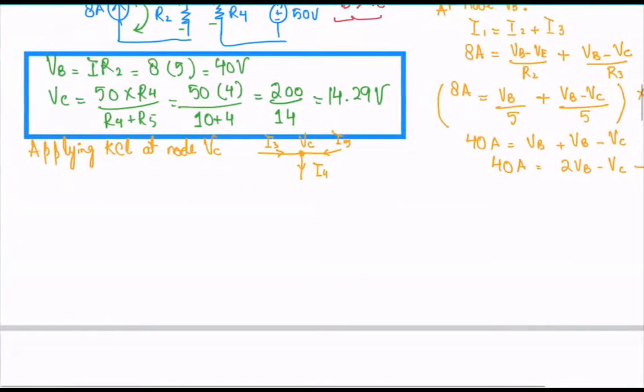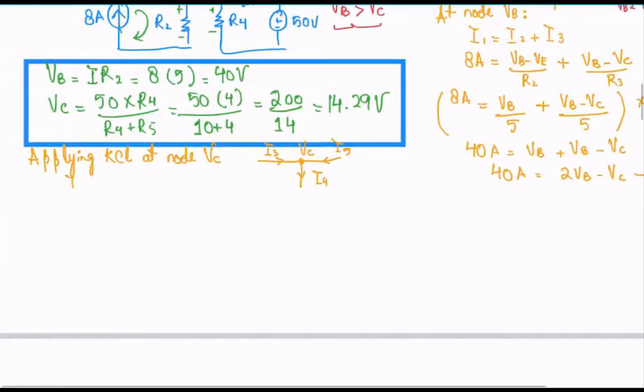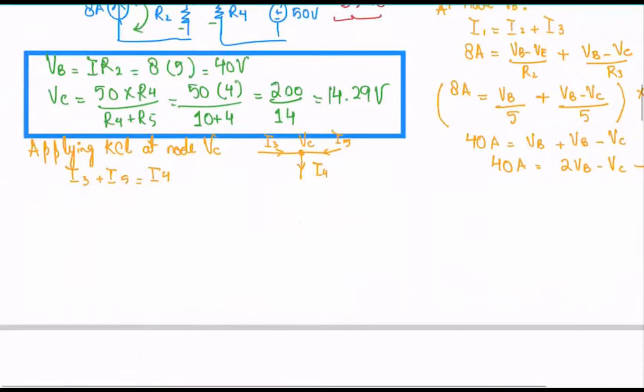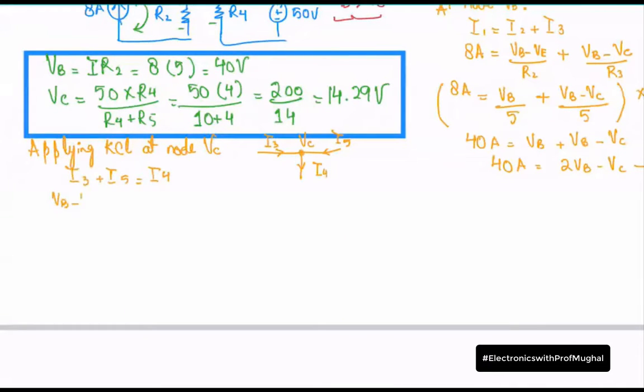So if I make an equation, it will look something like that: I3 plus I5 equals I4. Remember, I3 is the potential difference between VB and VC, right? So I3 will equal V over R, V being the potential difference between VB and VC, over R3.